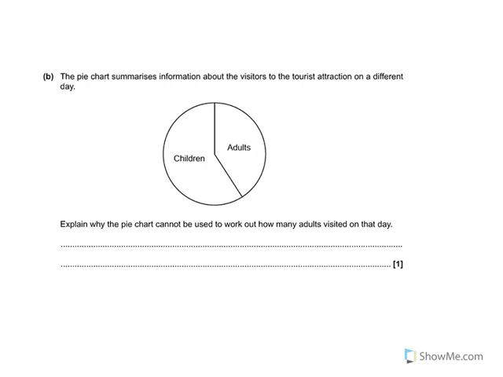Part B. The pie chart summarises information about the visitors to the tourist attraction on a different day. Explain why the pie chart cannot be used to work out how many adults visited on that day. Well, if you look at the pie chart, it hasn't got any angles on it. It doesn't give us any actual totals. You can tell, obviously, that more children attended than adults because it's clearly a larger part of the pie chart. But what we can't tell from this is any specific numbers because no total visitor number is given.